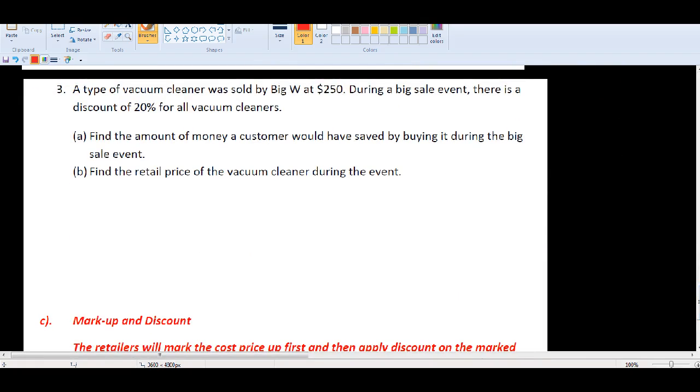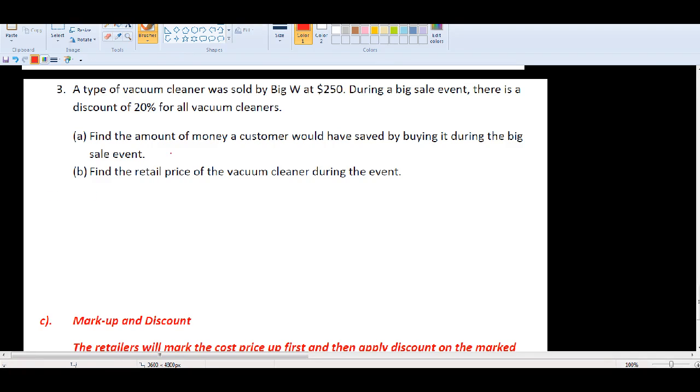Okay, let's see another one. A type of vacuum cleaner was sold by Big W at $250. During a big sale event, there is a discount of 20% for all vacuum cleaners. So that's the best timing for you to buy vacuum cleaners, because they offer 20% off for all the vacuum cleaners.